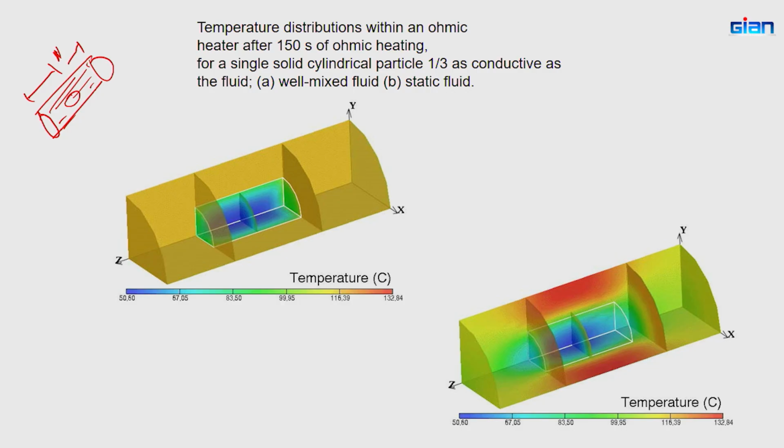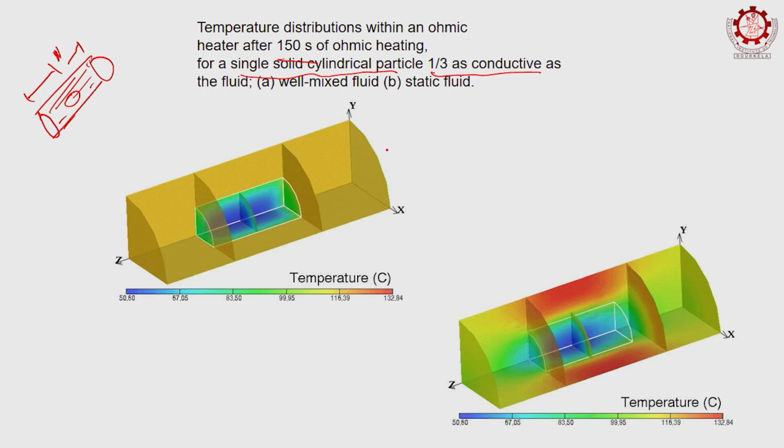What I am interested in the modeling is to see how the temperature happens within the solid and within the liquid. In the first case, you are processing 150 seconds, and your single cylinder particle is 1/3 as conductive as the fluid. So the fluid is more conductive, so it conducts electric current faster, while the solid conducts electric current slowly, and you have an electrode here, electrode here.